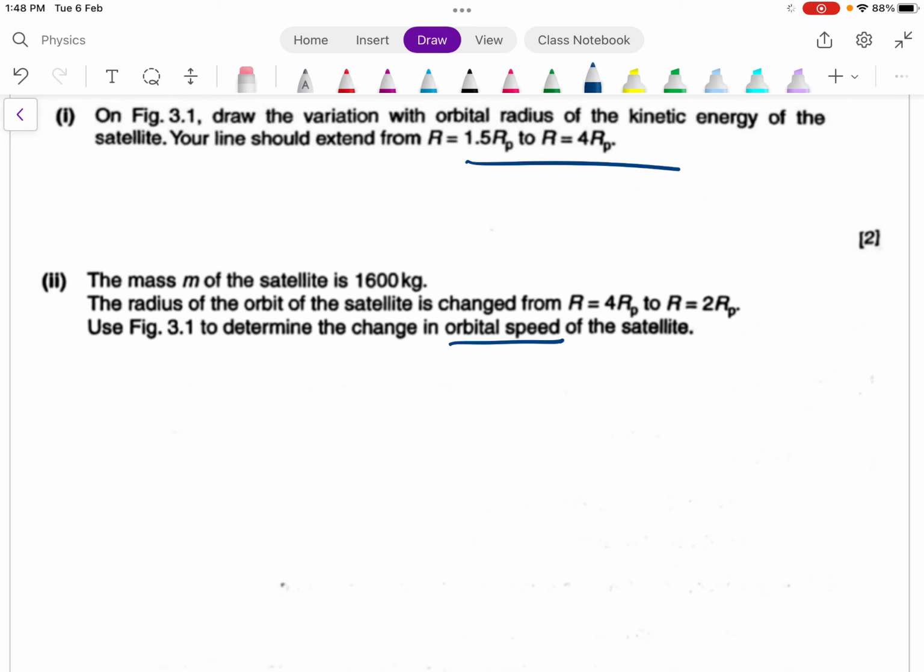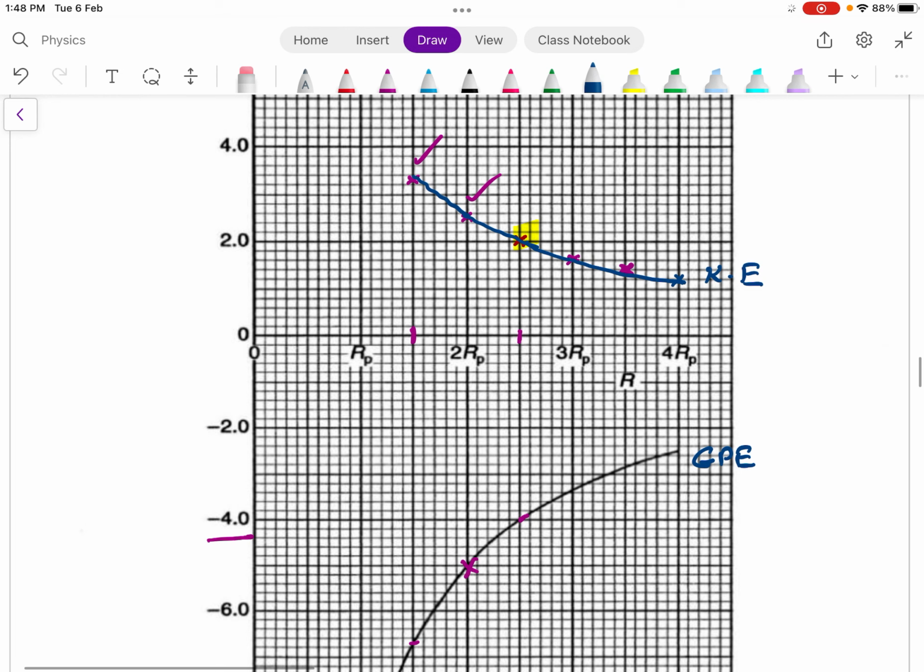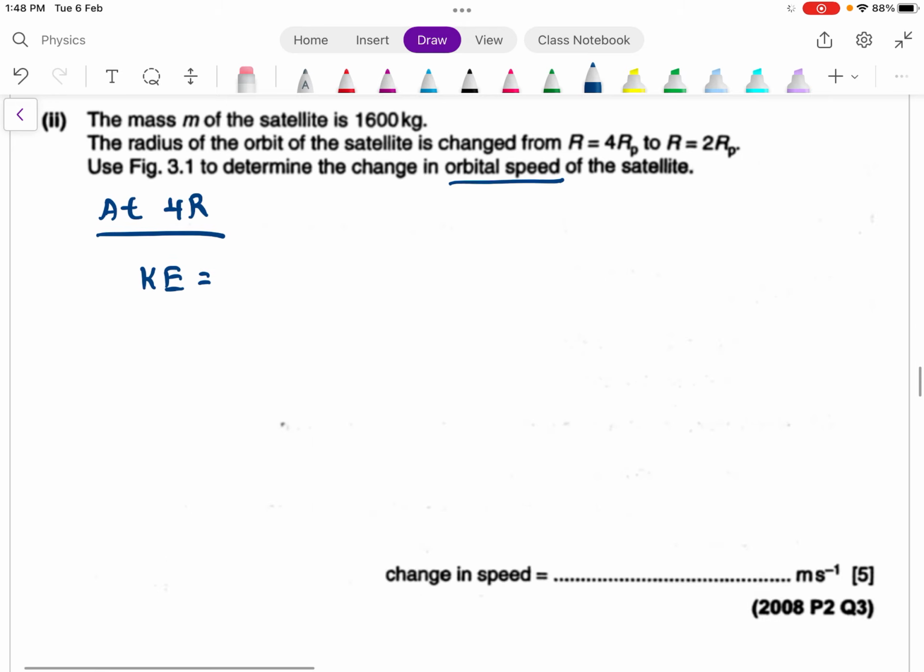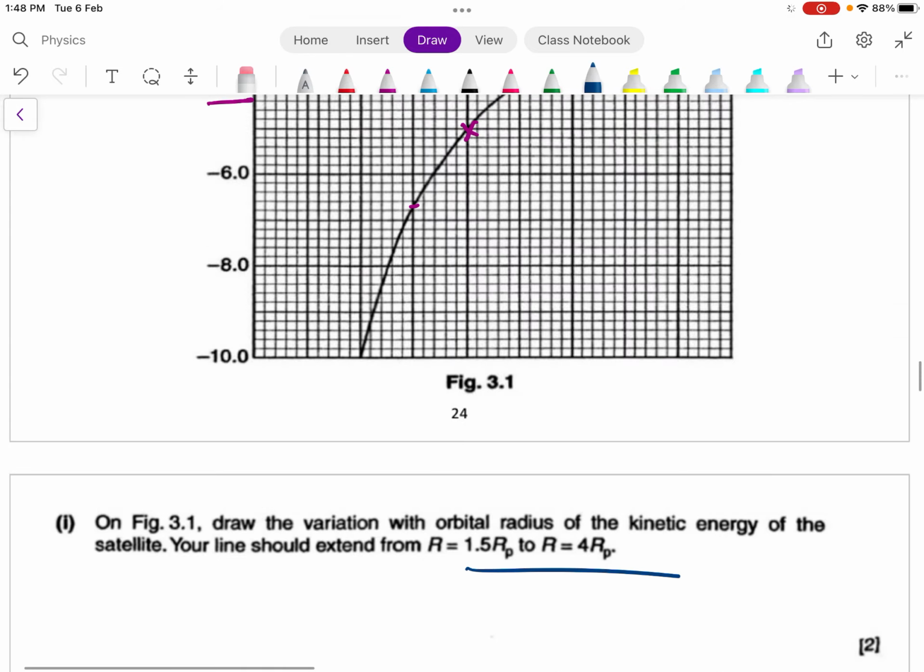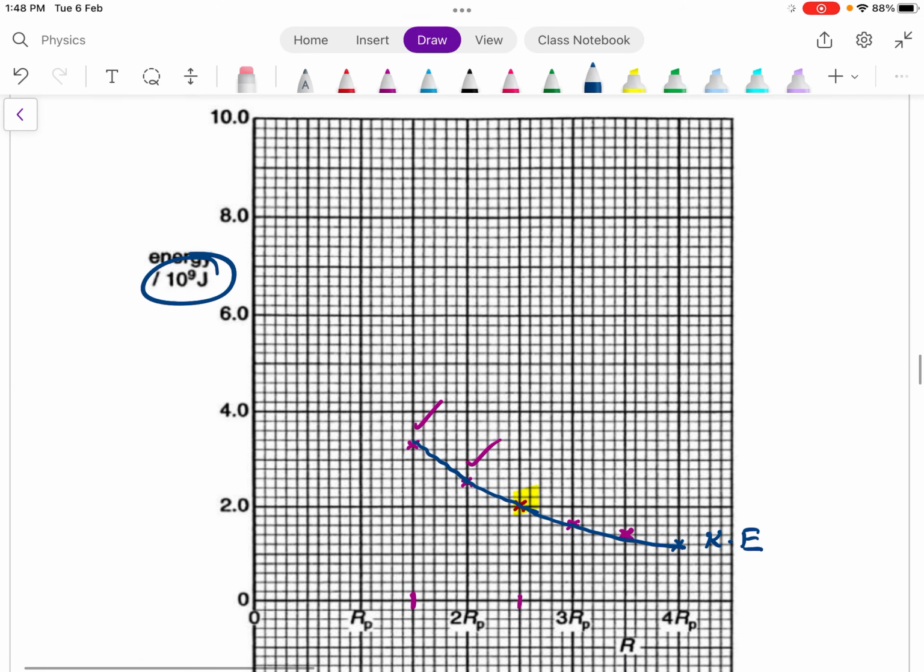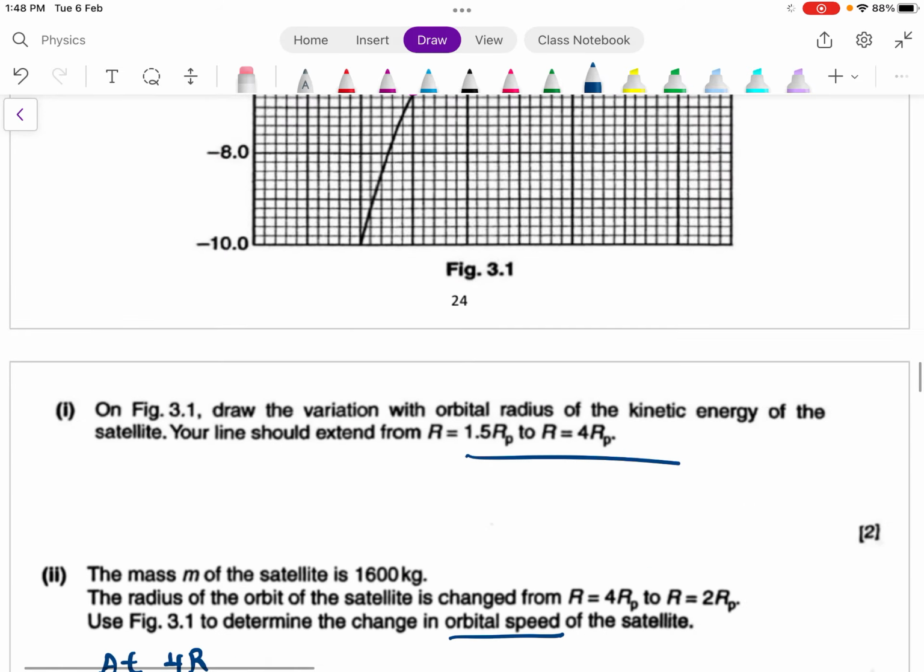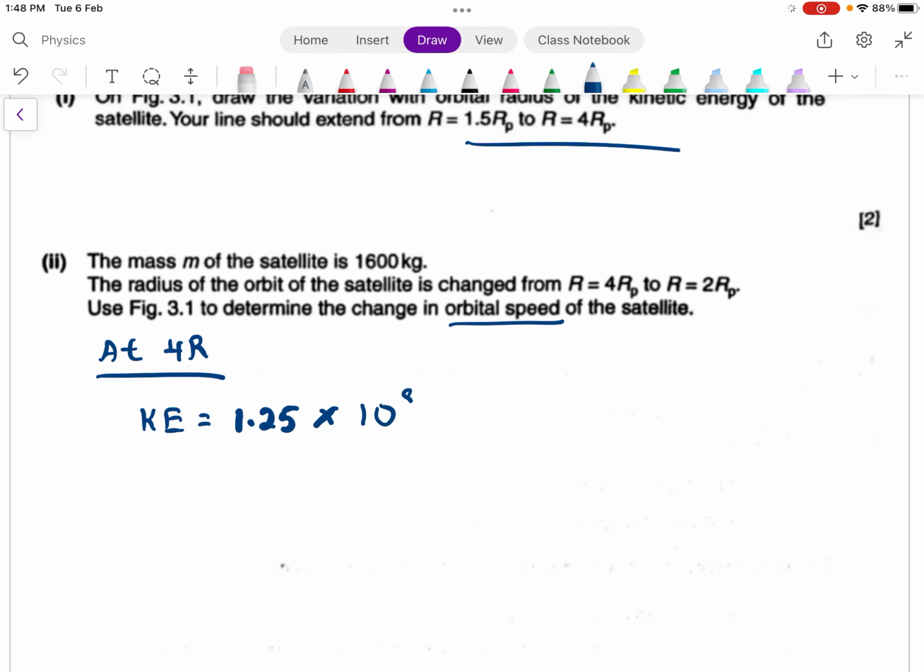Okay, so first, imagine that we are at 4R. At 4R, what is our KE? So kinetic energy is equal to, let's see, 4R is roughly about negative 2.5 divided by negative 2, about 1.25 like that. So it's about 1.25 multiplied by, looking at the y-axis, 10 to the power of 9, so just put 10 to the power of 9 joule.